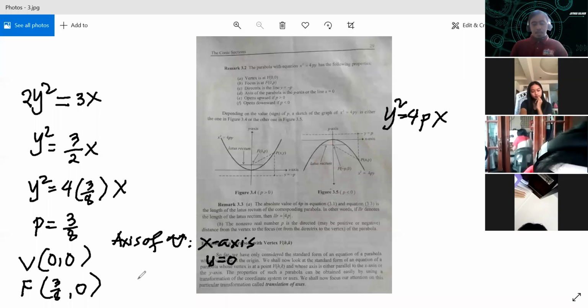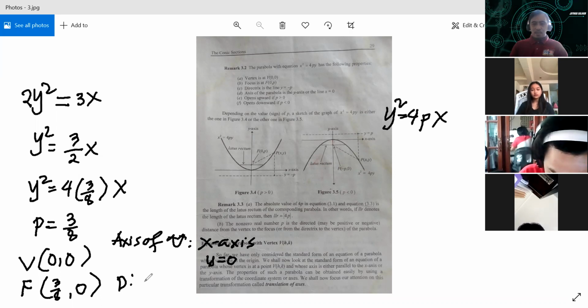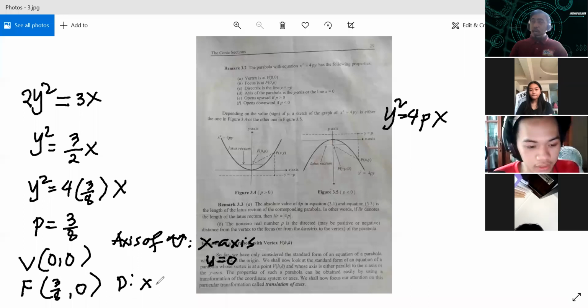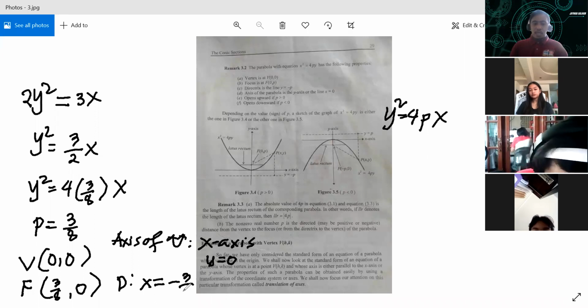One more. The directrix, sir. Very good. What is the equation of your directrix? Is it x or y equals? Since it is y squared, it should be x. x equal to the negative of your p, right? And your p is 3 over 8, so it should be negative 3 over 8.